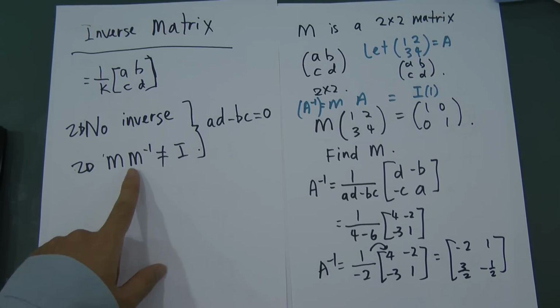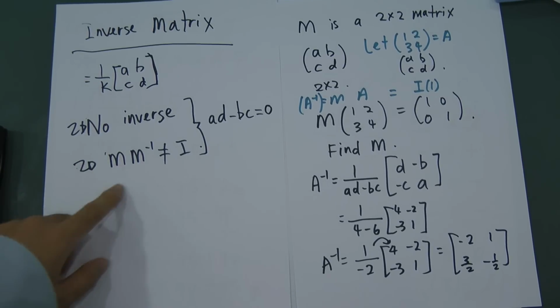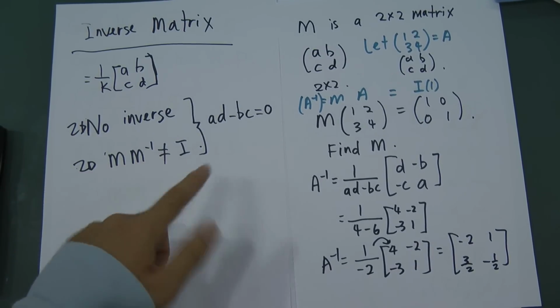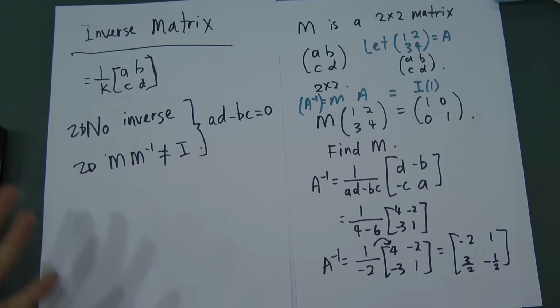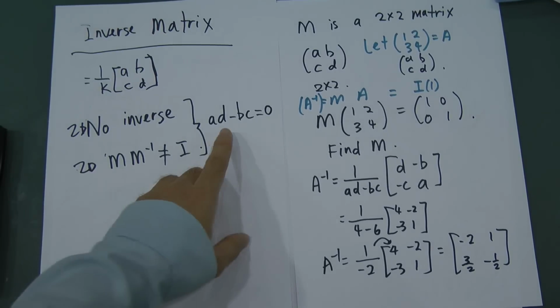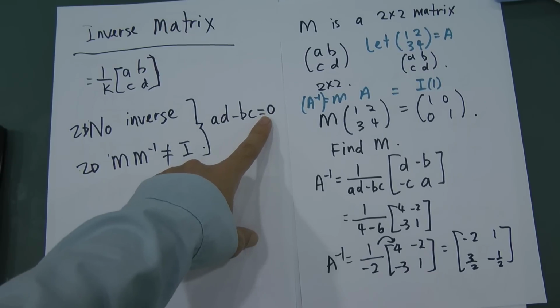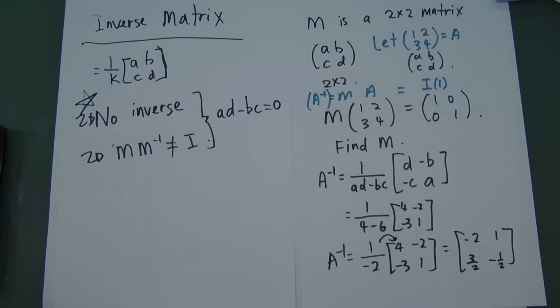Because if you multiply a matrix by its inverse, definitely you will get I. No matter what matrix, just multiply it back by its own inverse, you will get back I. But if you say it does not equal I, that means there's no inverse. If there's no inverse, that means AD minus BC will equal 0.